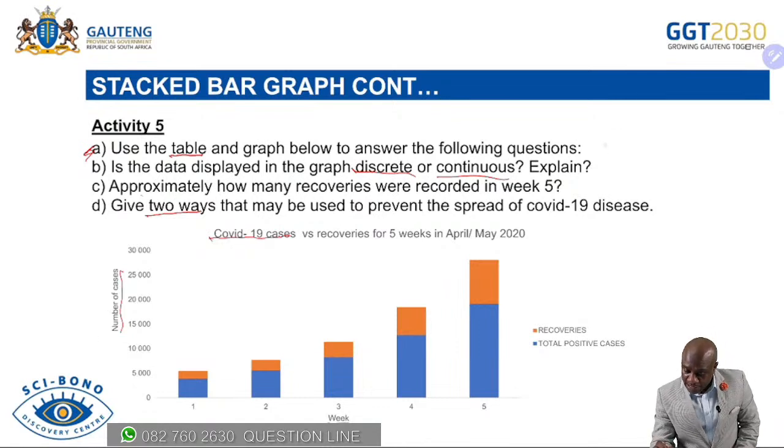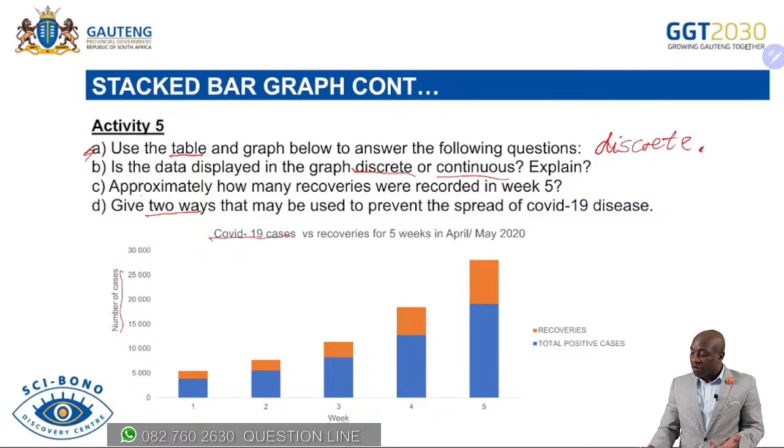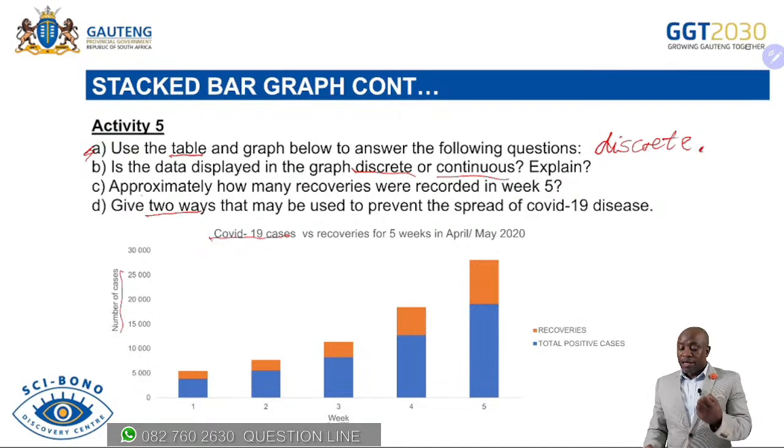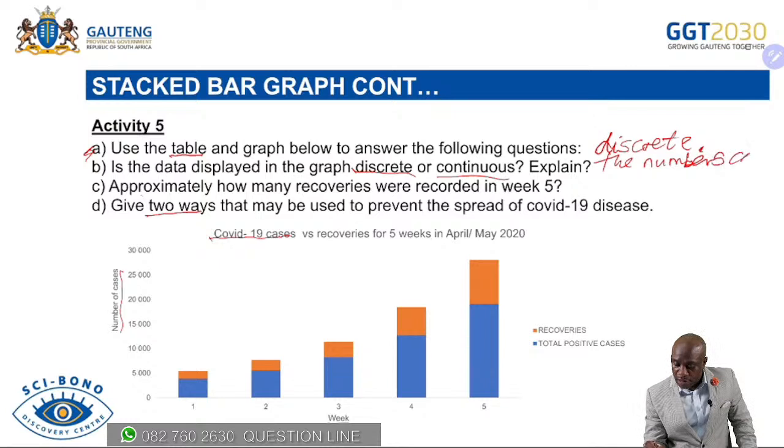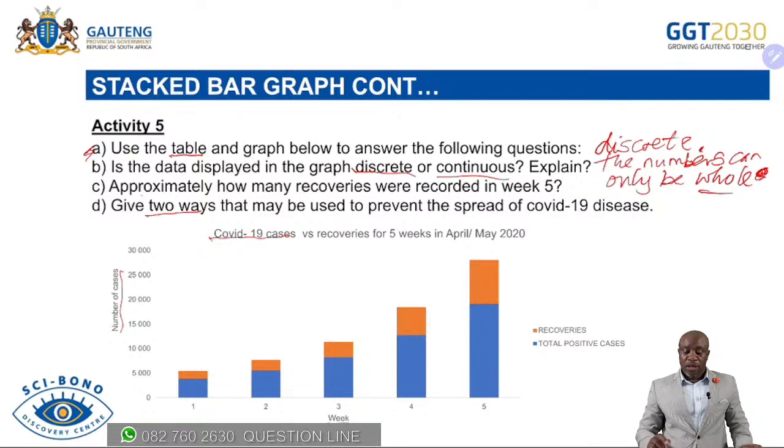So therefore, the data that we are looking at there is actually discrete. And the reason is, it's looking at number of people. So number of people can only be whole numbers. So the values can only be whole numbers. In other words, we can only get whole numbers or natural numbers. So that is why that data is actually discrete.